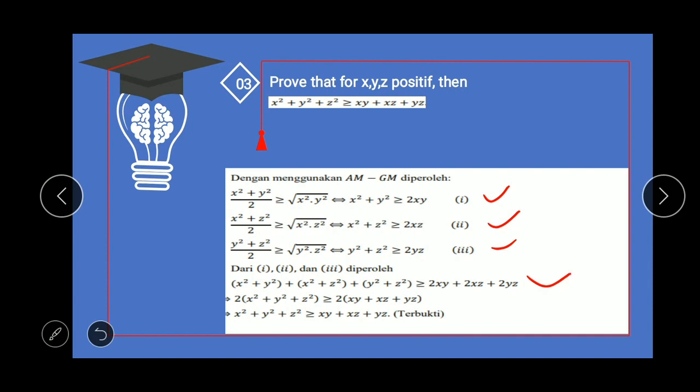We just substitute like that, and then we can rearrange the form like this, and we cancel the terms here and here. Then we find that x squared plus y squared plus z squared is greater than or equal to xy plus xz plus yz.